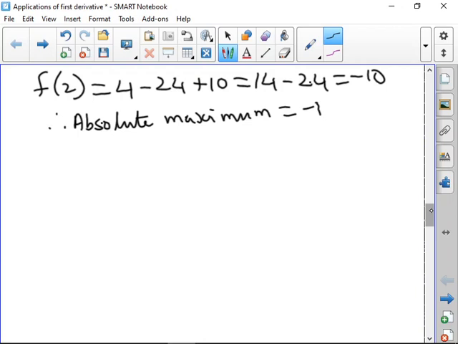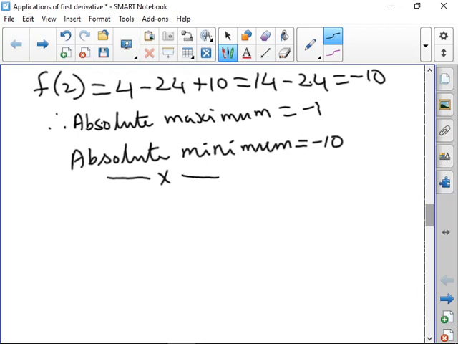Absolute maximum is equal to minus 1 and absolute minimum is equal to minus 10. Is it clear all of you? Second subdivision, you can take it for homework. It is a very simple one. So now we will do the third subdivision.